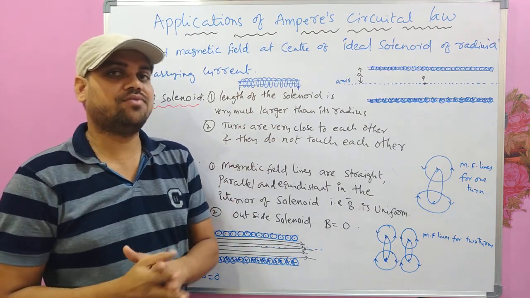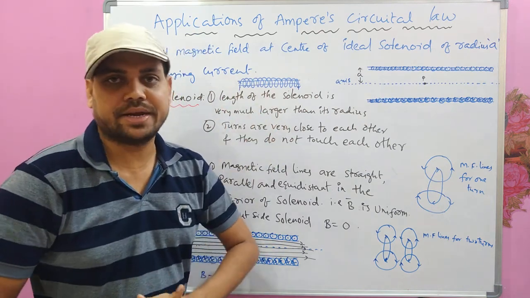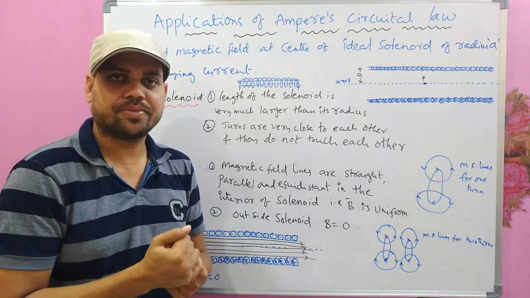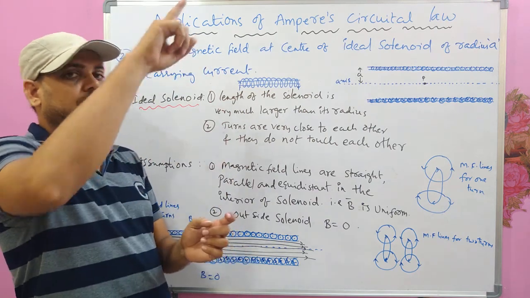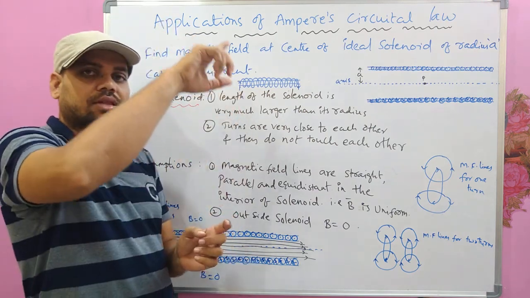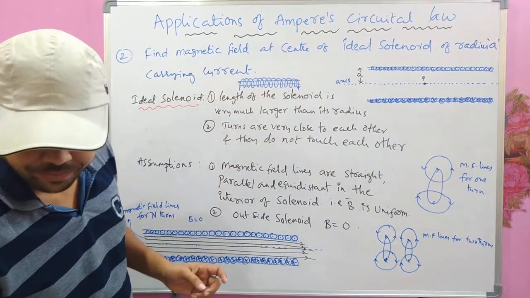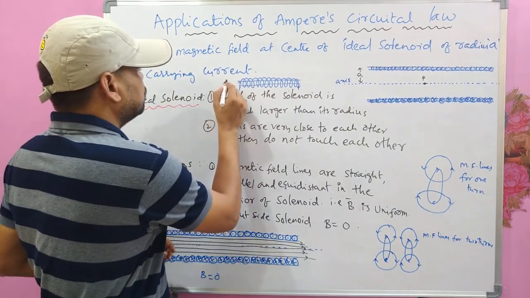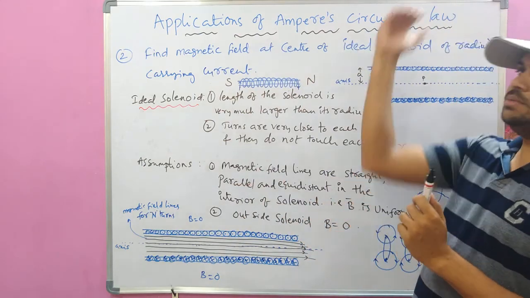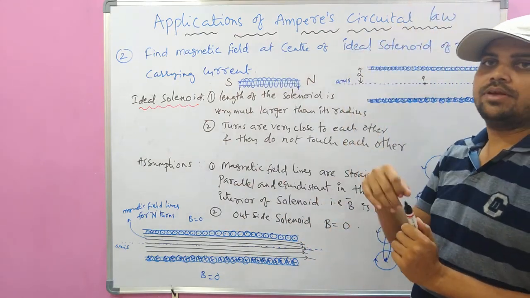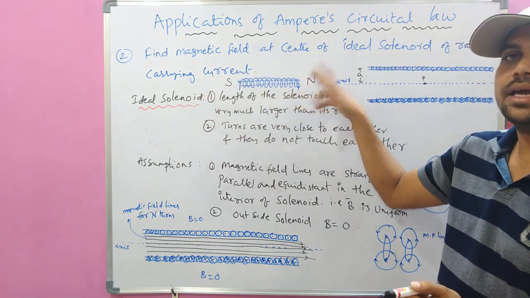So according to the clock face rule, since this solenoid carrying current is acting like a magnet, it must have two poles, and the south pole is the side from which the current seems to be clockwise. So if I see from this side, this will be south, and this will be north, because if I see from this side, the current seems to be in the anti-clockwise direction. So according to the clock face rule, this will be the south pole and this will be acting as the north pole.